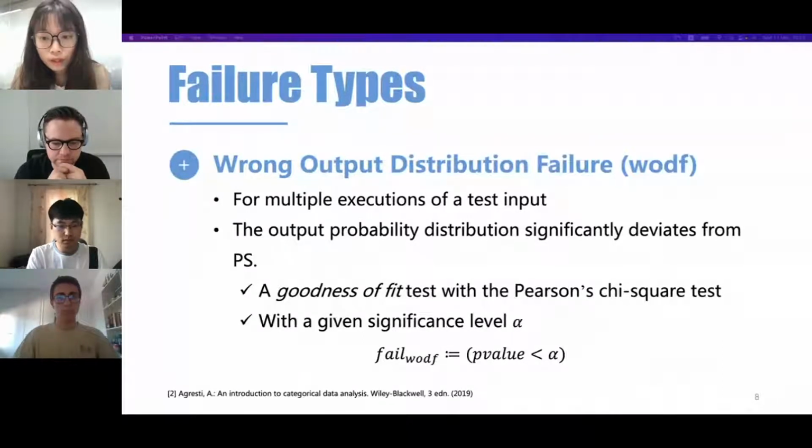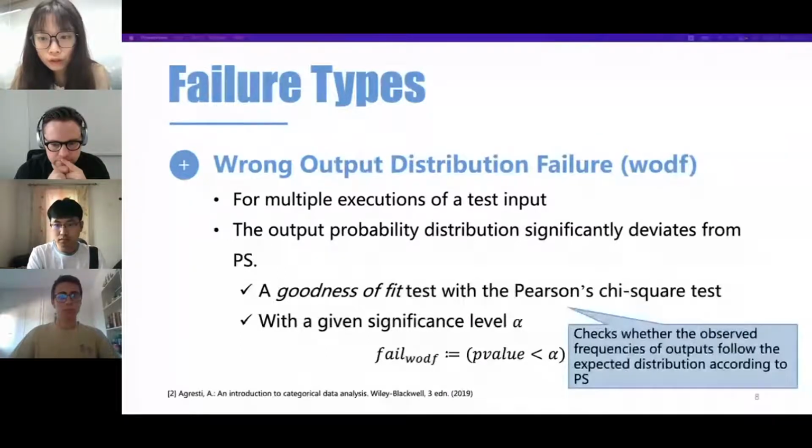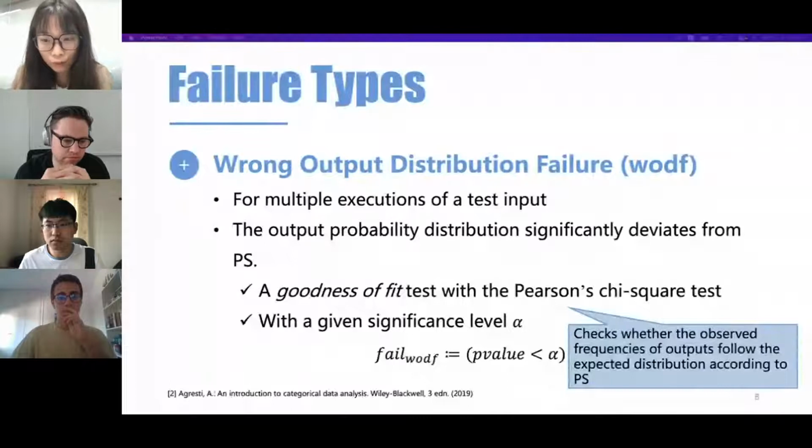The statistical test we use is a goodness of fit test with a Pearson chi-square test. We compile 2 groups: the frequencies of output we observed and the expected distribution of the program specification. If the p-value is smaller than the significance level alpha, it is a wrong output distribution failure.